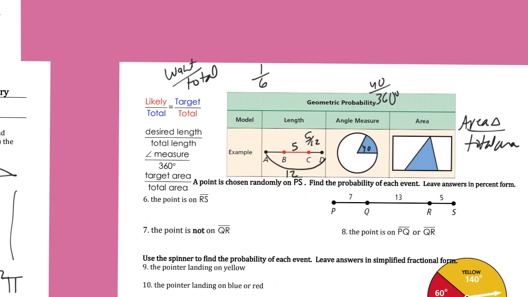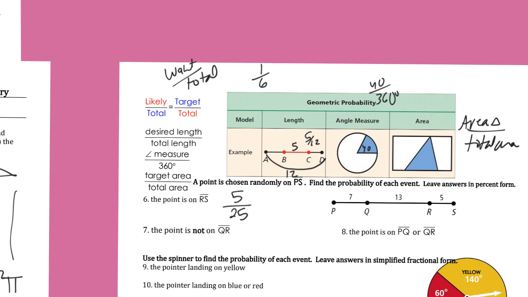Well, the way you figure this out is you would say, how big is RS? Well, it's 5. And how big is the overall shape? You place where you'd like it to land over the size of the entire shape. So that would be 25. Now, probability can be written as a fraction, and you'd reduce it, or as a decimal, or as a percent. And this says, please put it in percent. So if they said leave it in fraction, you'd reduce it.